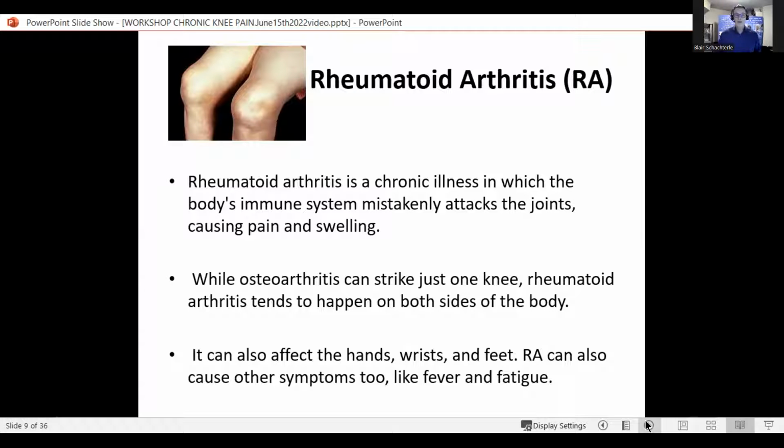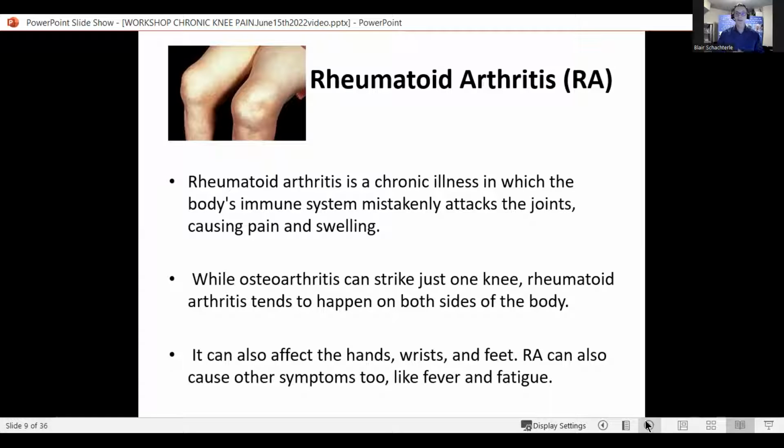While osteoarthritis can strike one knee, rheumatoid patients will often experience it on both sides. So that's a dead giveaway, especially if they look that puffy. Another dead giveaway is in the morning. It normally takes us, as we get older, about an hour to loosen up and feel good. With rheumatoid arthritic patients, it can take them 2 or 3 hours before they feel loosened up and ready to go.